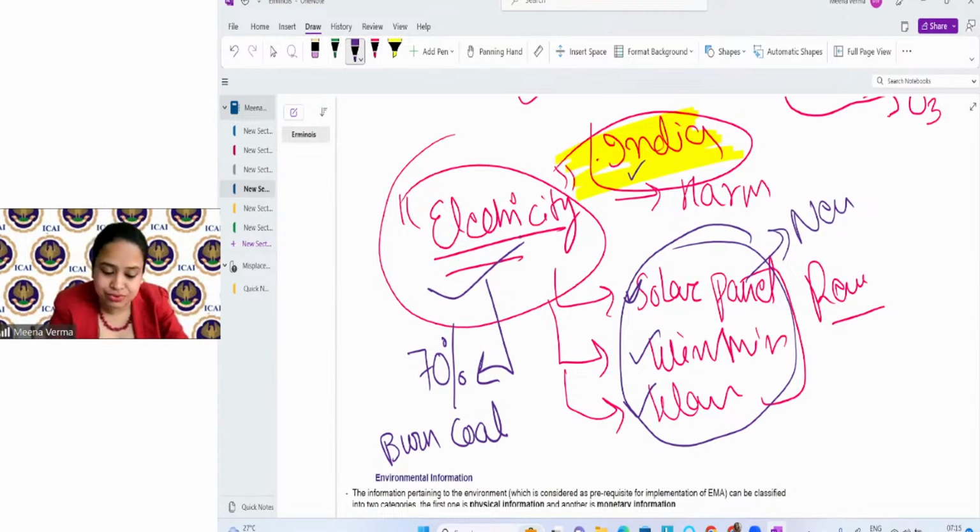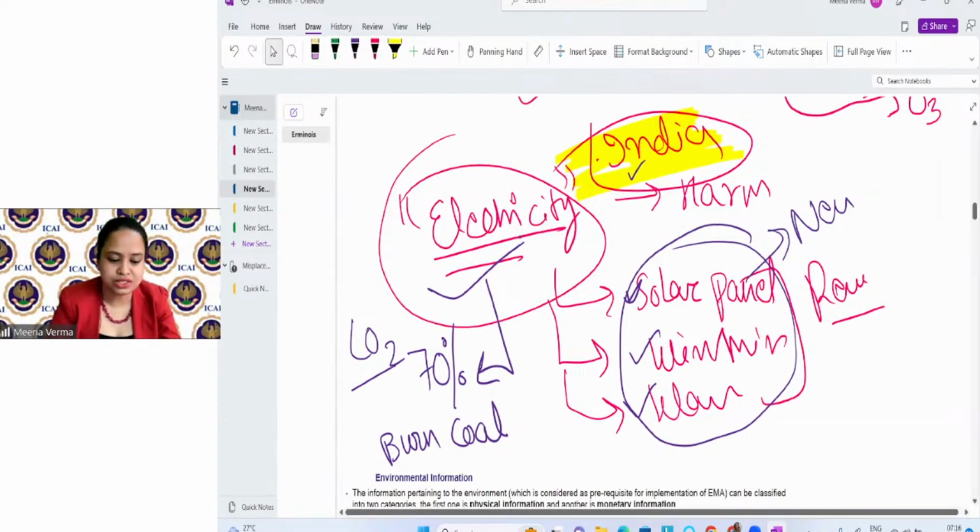And you can imagine when we are burning coal, it is again harming the nature by releasing carbon dioxide. When you burn something, it releases carbon dioxide, right? If you burn a paper, it will release carbon dioxide. So in India, we generate the electricity by burning coal, and when you burn coal, it results in releasing carbon dioxide, and it will result in global warming.